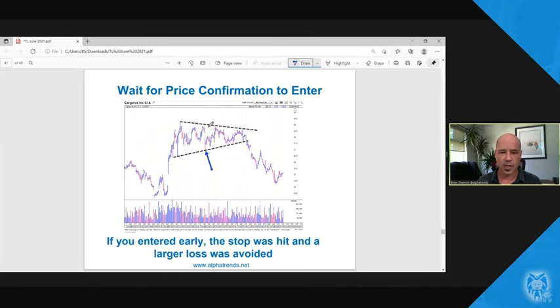So did it ever trigger? Did it ever make a higher high above that flat to rising 5-day moving average? I don't have the 5-day moving average on here, but no. So there was no reason to enter. We anticipate, but we wait for price confirmation before we enter. The only time we wouldn't is if we're going to do a cheap buy. If you're going to do a cheap buy, you've got to be really disciplined about taking your stop.